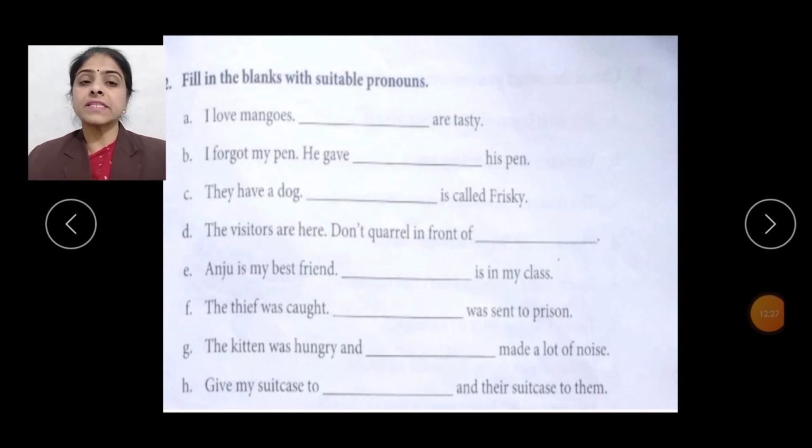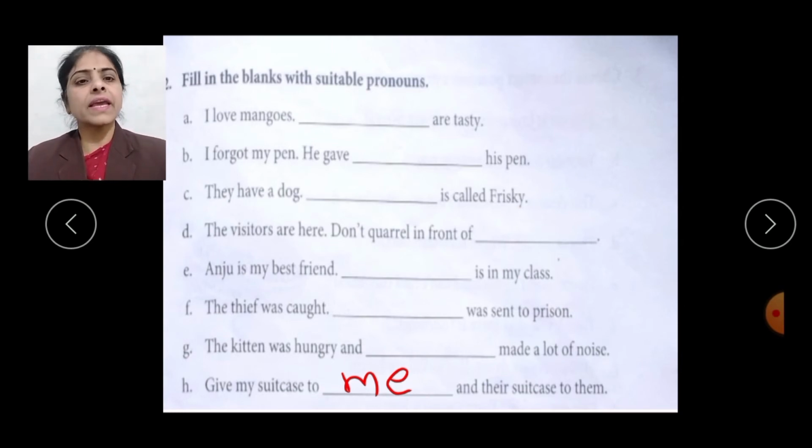After that, the next one is, give my suitcase to blank and their suitcase to them, as this blank needs an object pronoun. So for this, "me" will be used. So the sentence will be, give my suitcase to me and their suitcase to them.